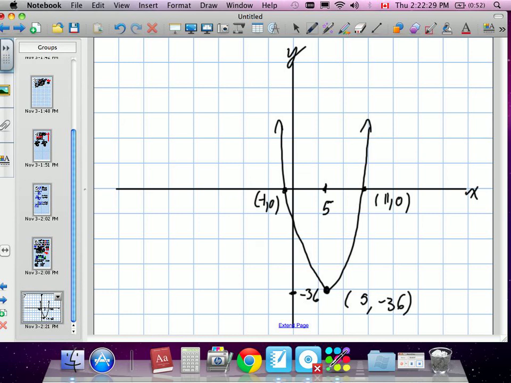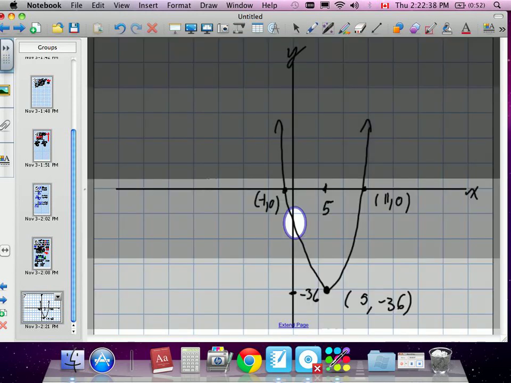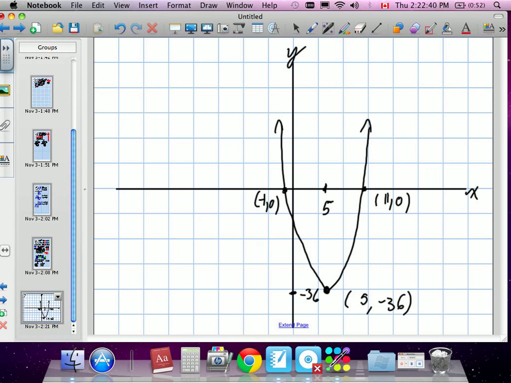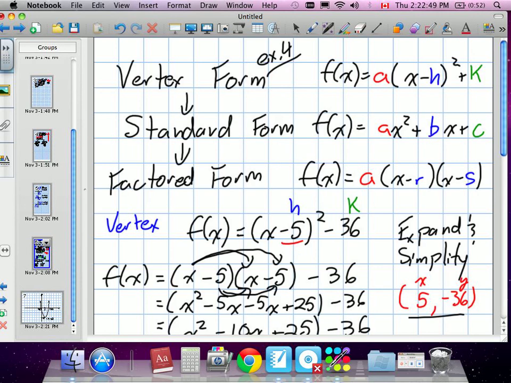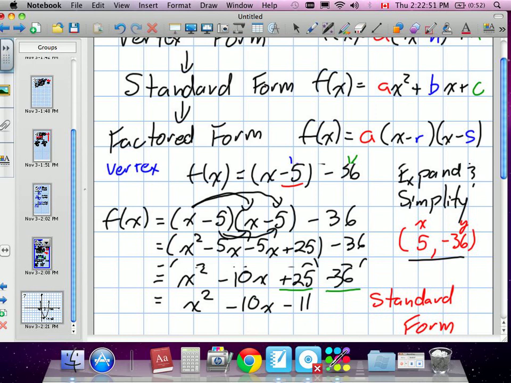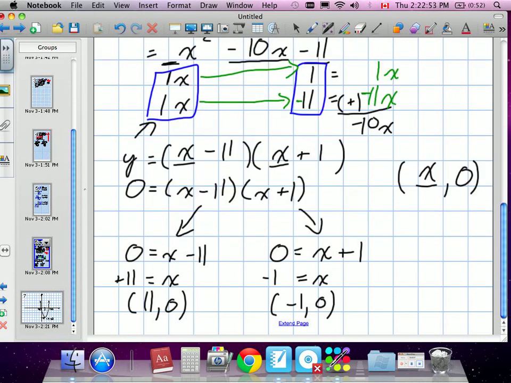There's one last thing I can find, which will be a y-intercept. But the fastest way to find the y-intercept is actually when we're in standard form. So we're going to jump back quickly, and we'll calculate it on the side. We've gone from vertex to standard. I forgot to write it at the bottom. We were in factored. This is our factored.